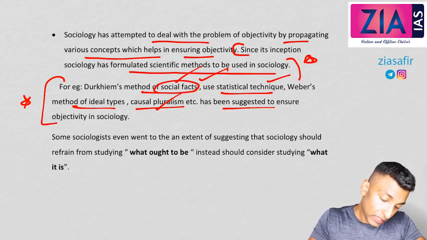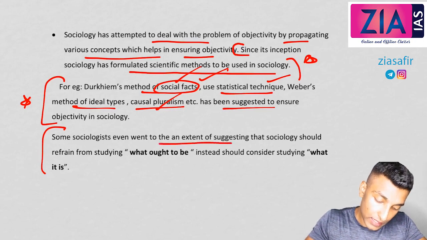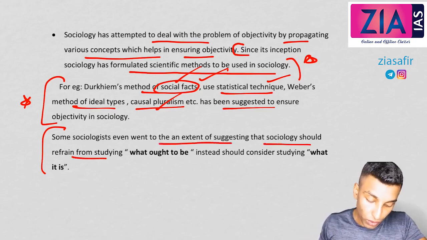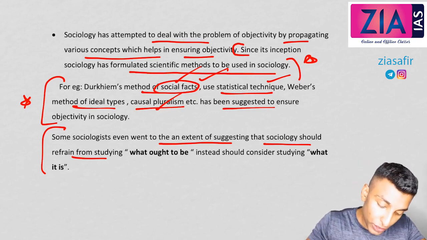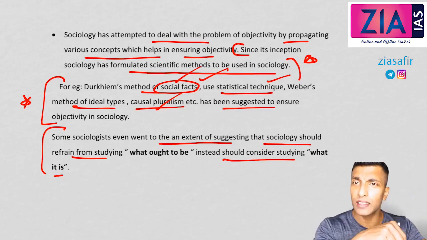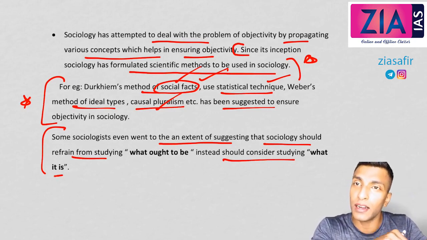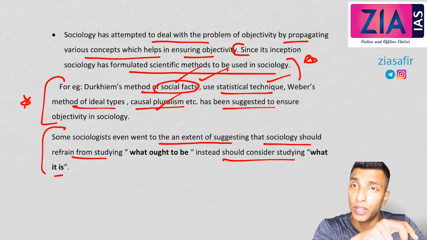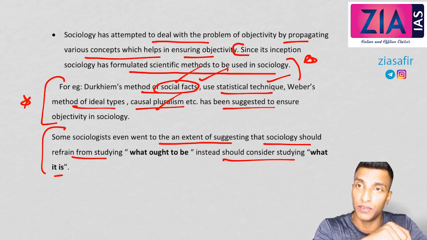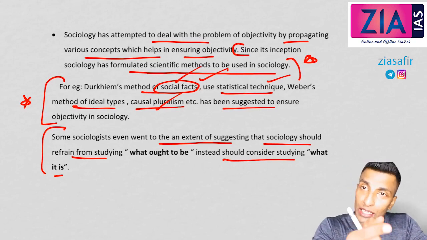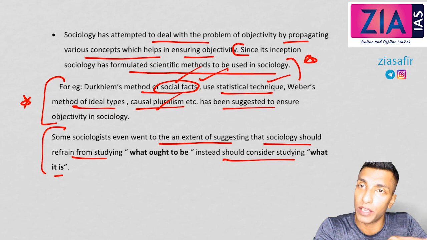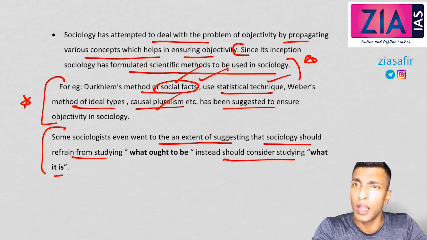These are methods. Now, some sociologists even went to an extent of suggesting that sociology should refrain from studying what ought to be. You should not study what ought to be, like what it should be. Rather, you should study what it is. So if you study this current thing, what it is, then you can, to an extent, solve the problem of subjectivity. If you try to study what it should be or what ought to be, then there will be problem. Natural science can do that. They can predict, they can make universal laws, which will be applicable later also. But in sociology, you can't predict that. It is not required. Okay, so that's about this particular topic.